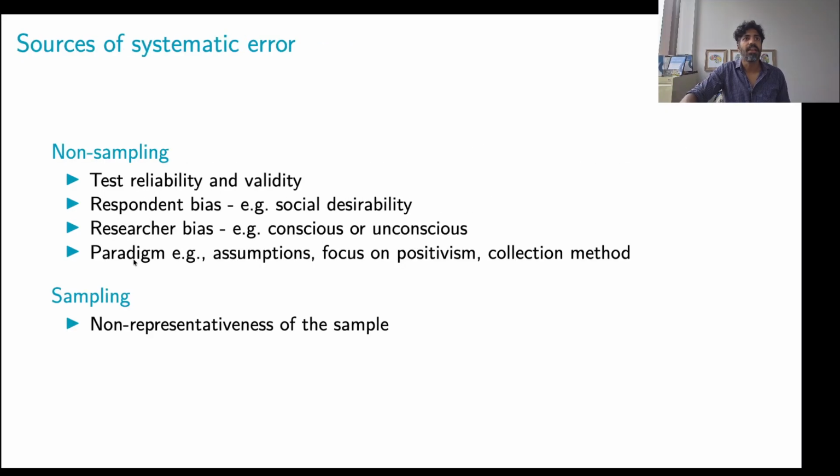So what are sources of systematic error? It could be non-sampling or sampling related. Non-sampling systematic error can be test reliability and validity, and we'll talk about these constructs in a moment for this lecture. It could be respondent bias, for example, social desirability.